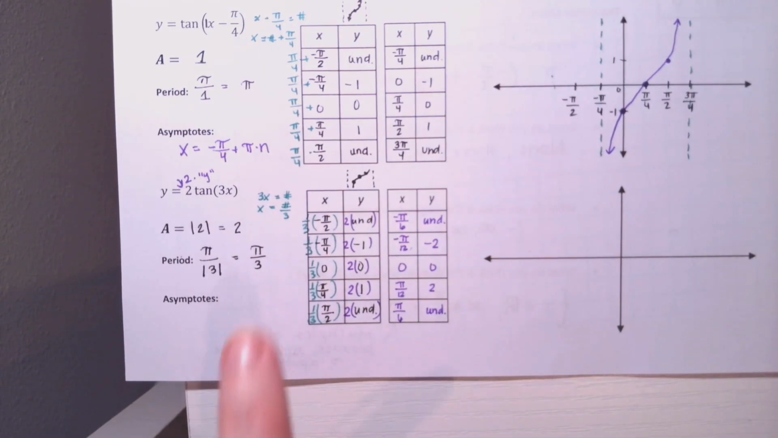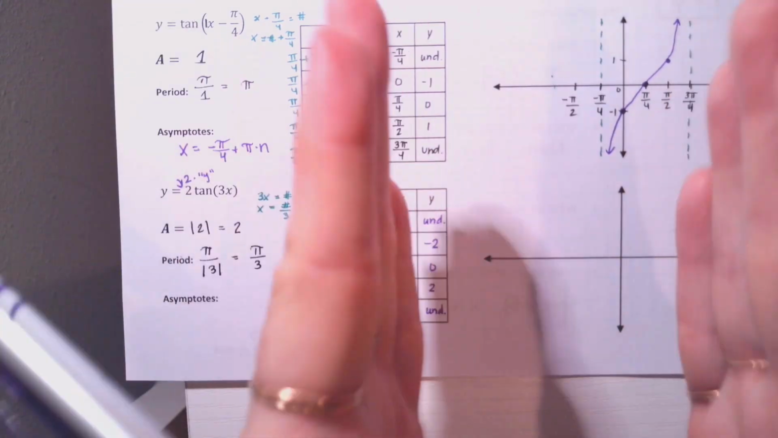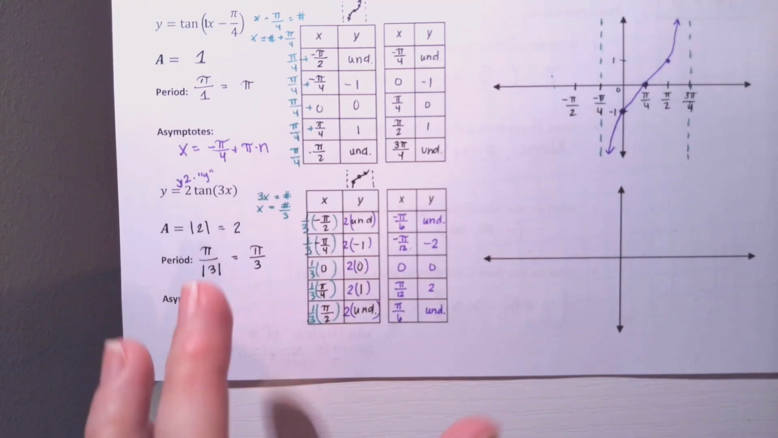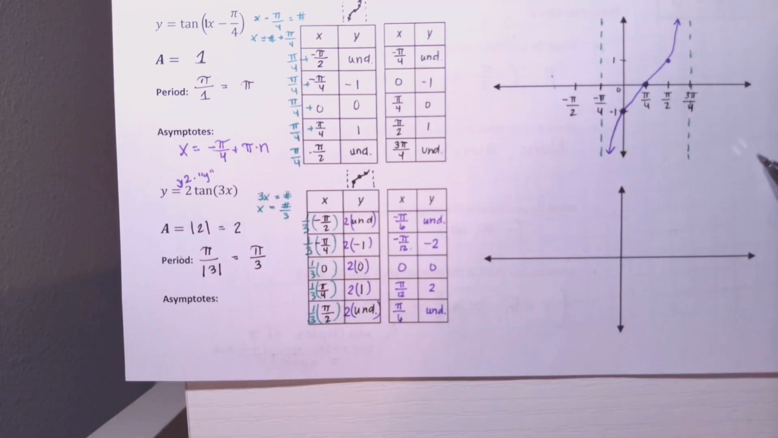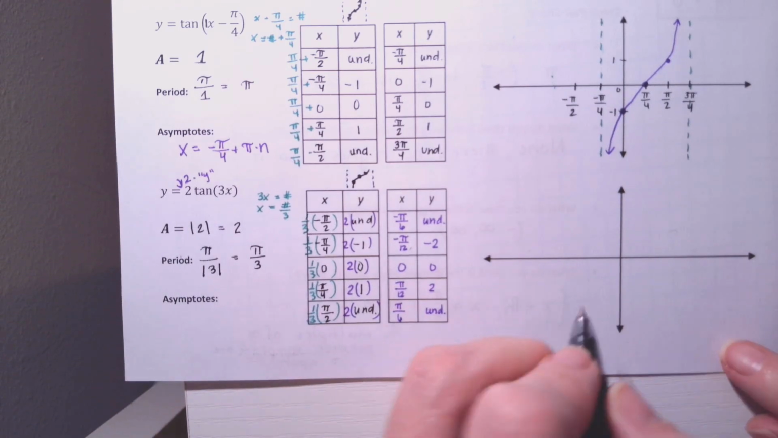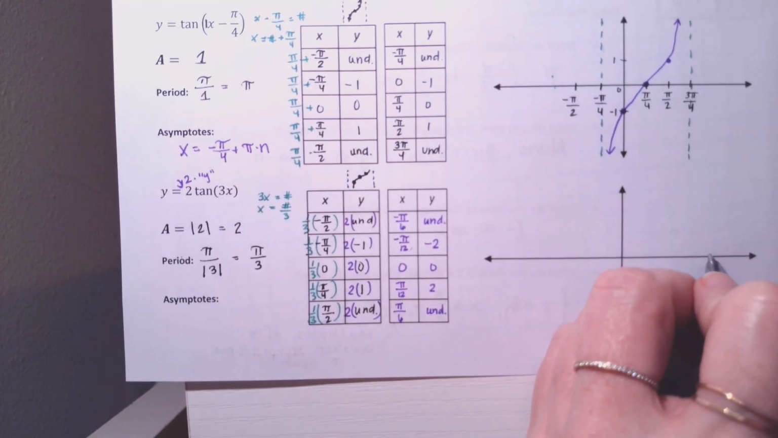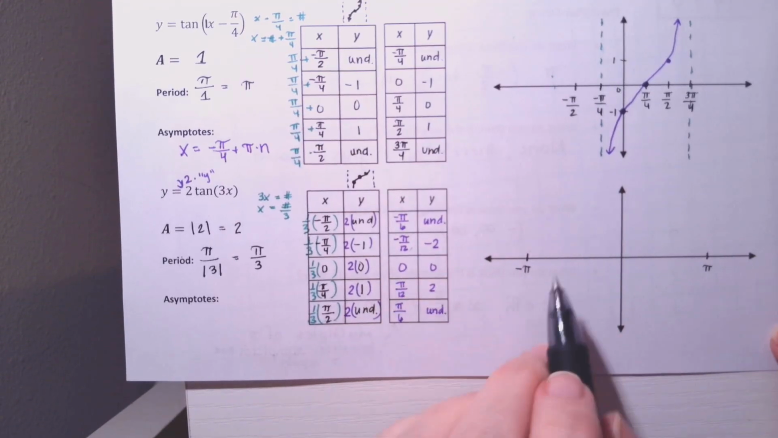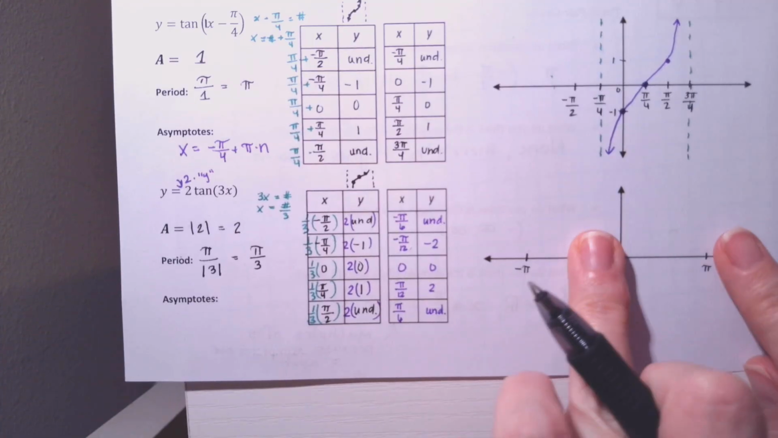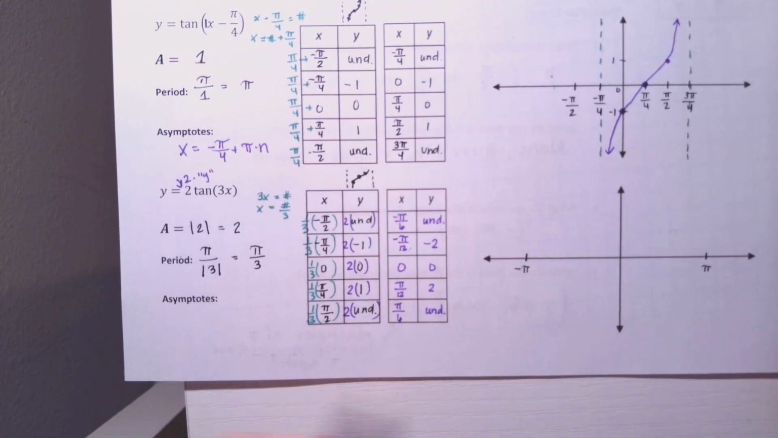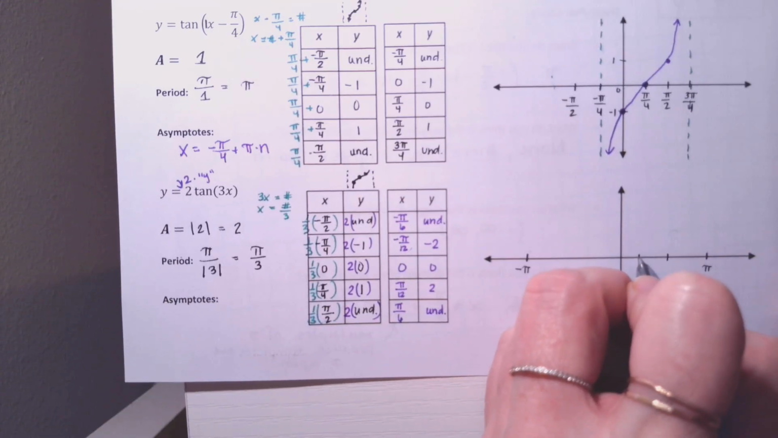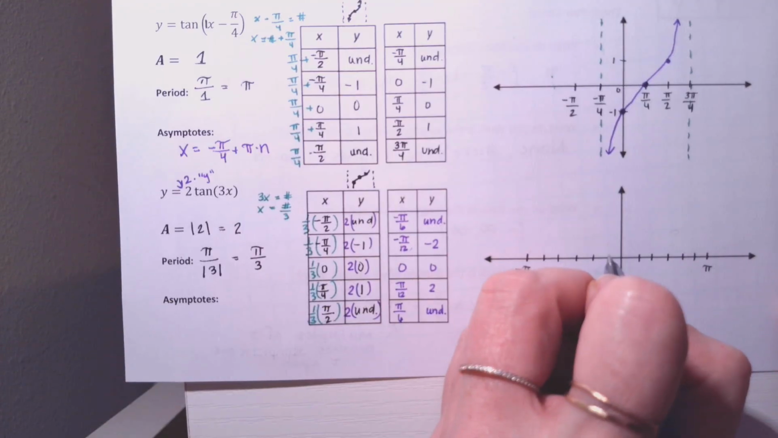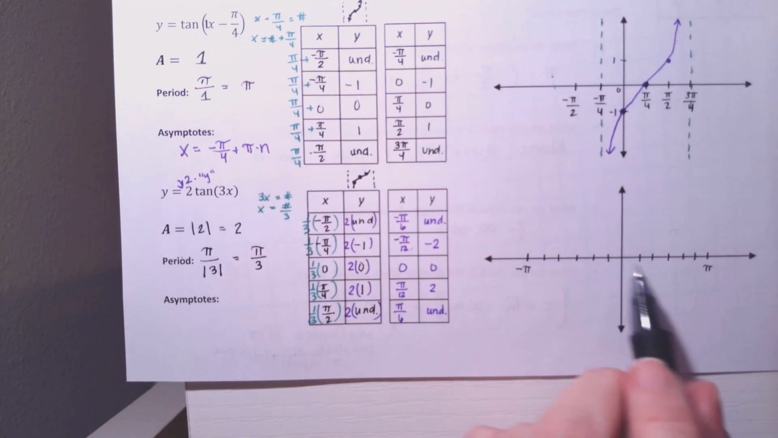Okay, so this one, because of this 3 right here, it's actually very squished in. Okay, the period is very small. The period is only pi over 3. So to adjust our graph, let's see what we can do. Let's put pi way over here, negative pi way over here. And then if we split this into 6 sections, this into 6 sections, those would be your pi over 6's. Split this into 6. Okay, so each of these little lines here would be a pi over 6.